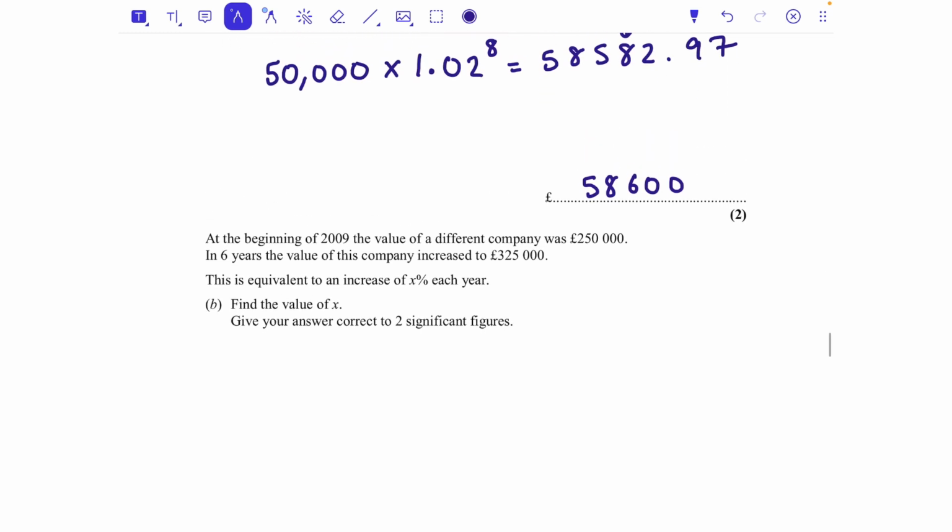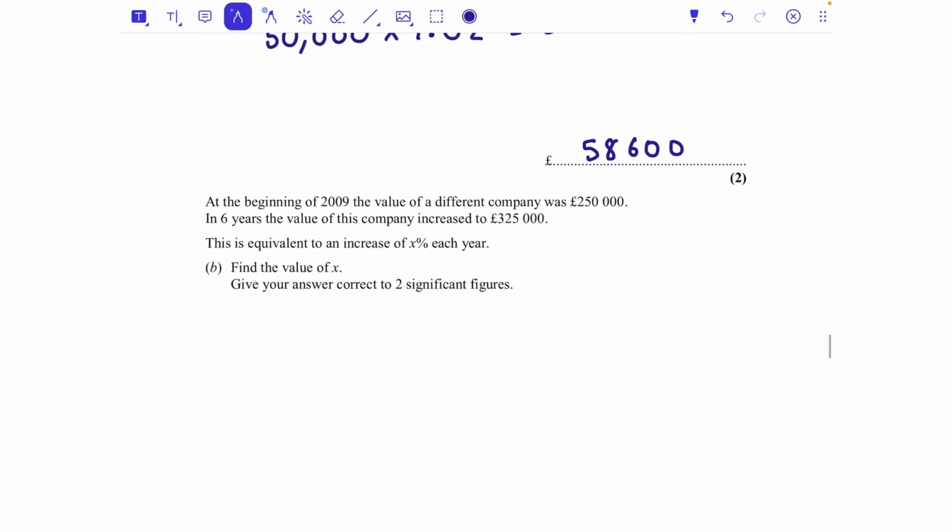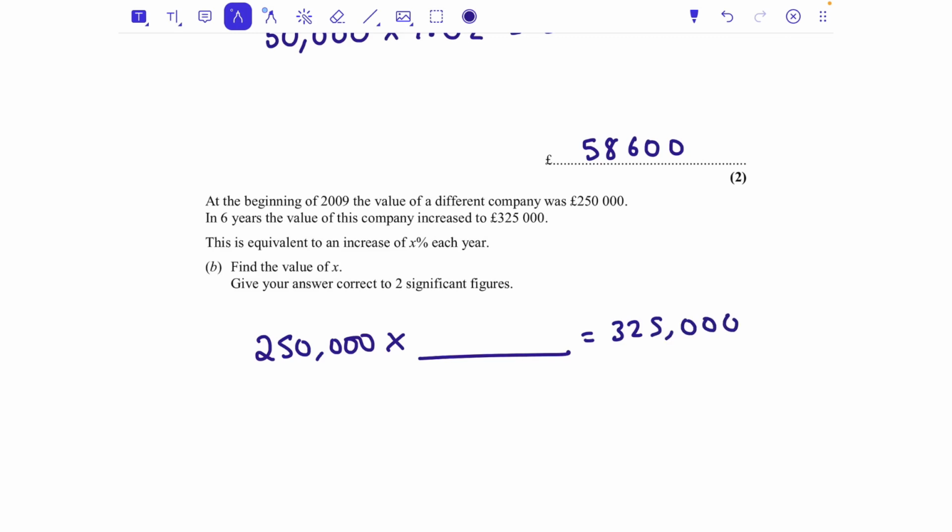Okay, at the beginning of 2009, the value of a different company was 250,000. In 6 years, the value increased to 325,000. So I know it is 250,000 that's been multiplied by something, and we've got £325,000 now as the valuation of the company. This is equivalent to an increase of X% each year. Find the value of X. So if it was a 2% increase, we do 1.02. If it was a 5% increase, we times by 1.05. But no matter what it is, we're raising it to the power of 6, because it's 6 years.